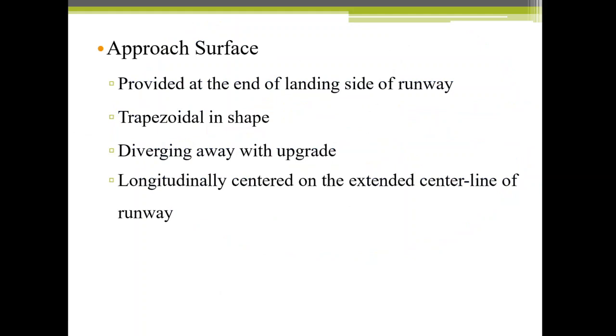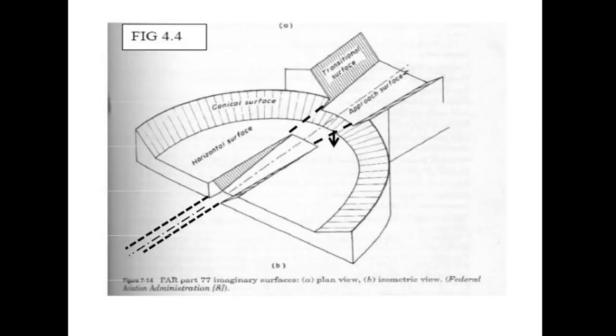Now, the approach surface is provided at the end of the landing side of the runway. It is generally trapezoidal in shape, diverging away with an upgrade, and longitudinally centered on the extended center line of the runway. So, these are the points which help us to distinguish this approach surface. Clear?